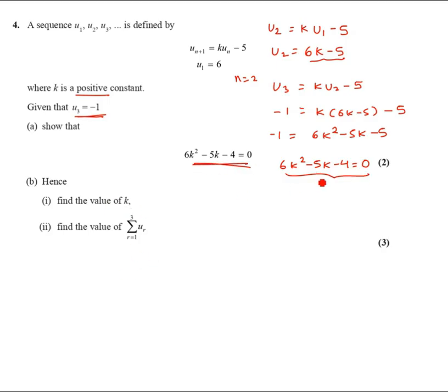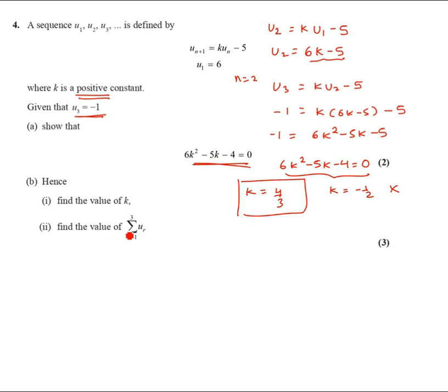Now hence find the value of k. So let's solve this quadratic equation. Use the calculator again. Your a is 6, b is −5, and c is −4. So that gave me two values of k: k equals 4 over 3 and k equals −1/2. Now the question says that k is a positive constant, so we will reject this value here. So the acceptable value will be k equals 4 by 3.